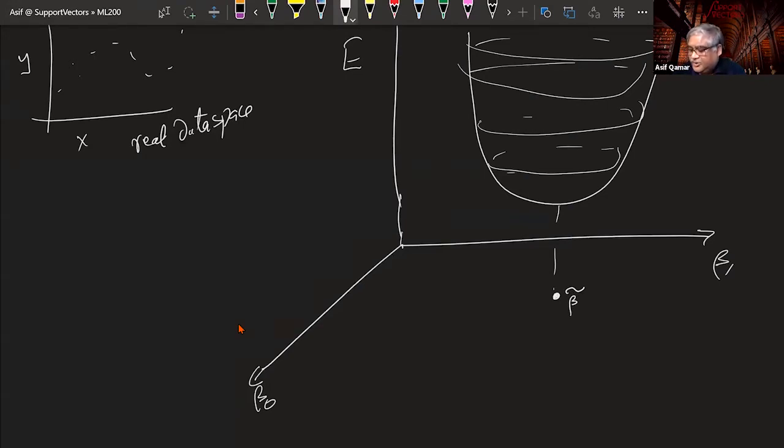Yeah? You can assume beta naught, beta 1 is built out of it. It is this, but I'll just represent it as a beta tilde vector. Right? This is what exists.